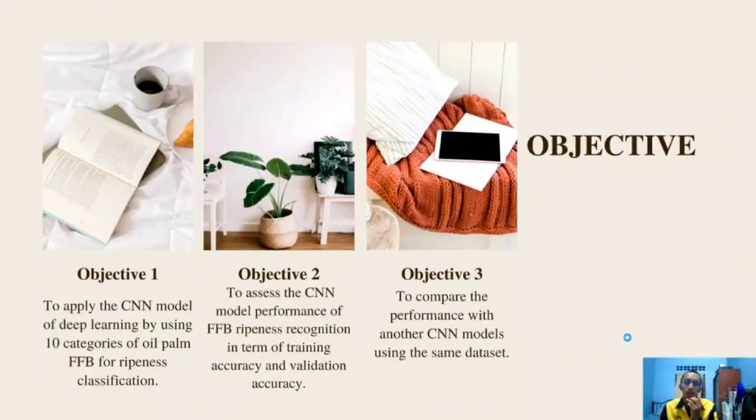Next, we go to the objectives. The first objective is to apply the CNN model of deep learning using 10 categories of oil palm FFB for ripeness classification. The second objective is to assess the CNN model performance of FFB ripeness recognition in terms of training accuracy and validation accuracy. And the last objective is to compare the performance with another CNN model using the same dataset.